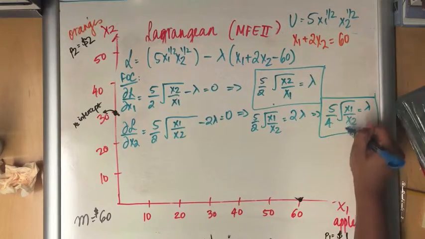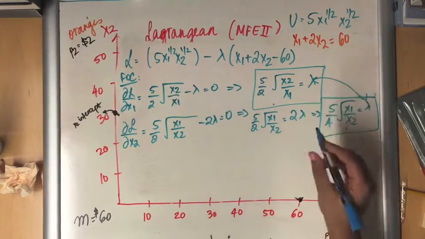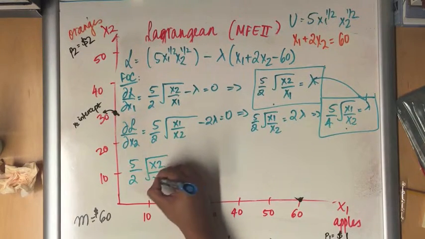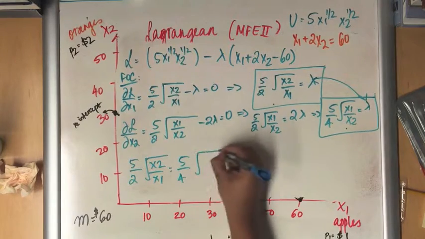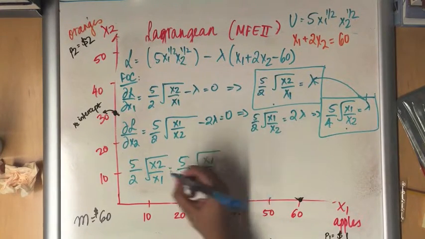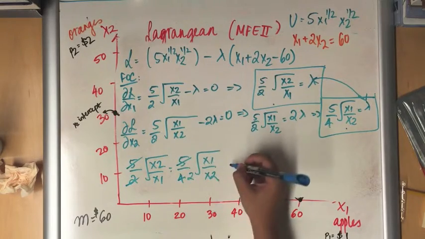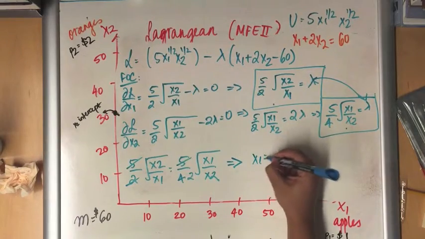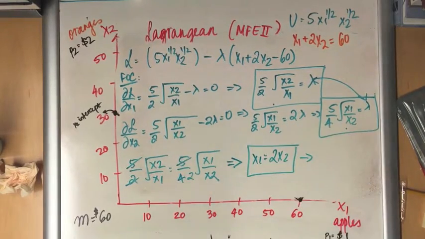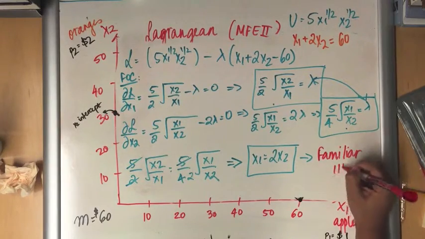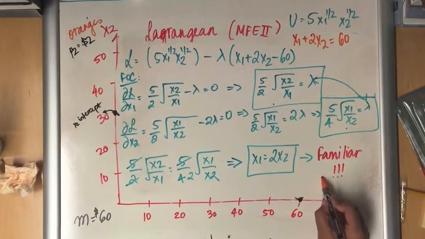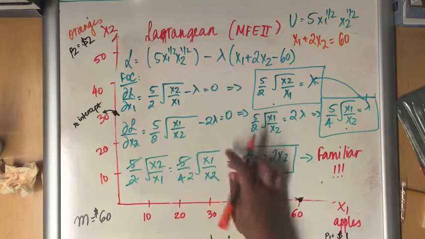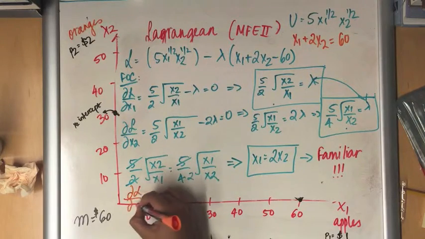Now this is lambda and this is lambda, so I can equate the two, and I get 5 over 2 root x2 over x1 is 5 over 4 root x1 over x2. Simplifying this, canceling out and cross multiplying, I get finally x1 is 2x2. This looks familiar. This is indeed from the last step, and the third step is to substitute this into the third thing, which is dL over d lambda.